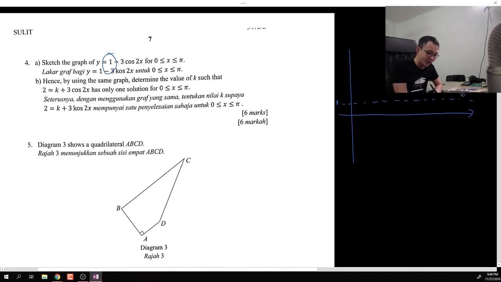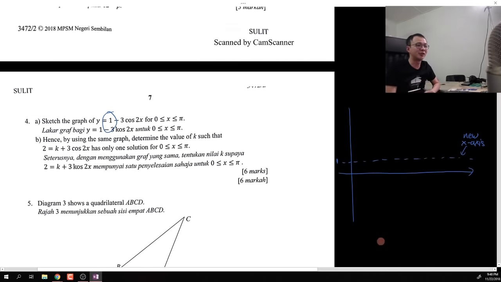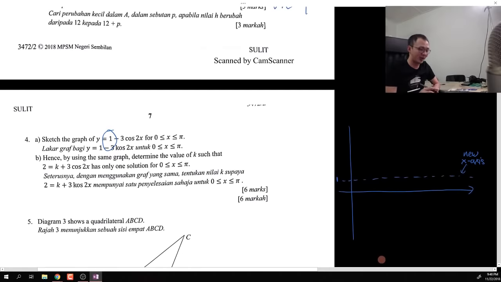Why do I say this is the new x-axis? Because I'm going to draw my whole graph on the 1 here. Alright, the amplitude is 3. Even though I know the amplitude should be negative 3, we focus on 3 first.